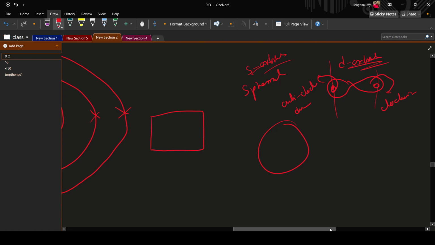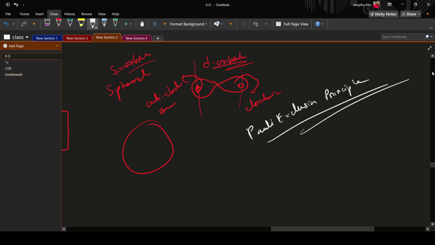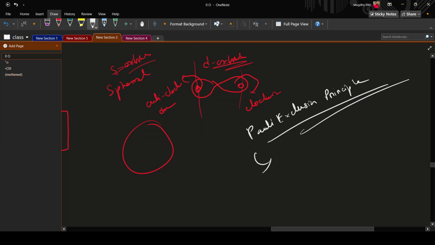There was a rule. Do you remember the Pauli exclusion principle rule? What does it signify? Rakshit, do you know what the Pauli exclusion principle is? There were two rules, Hund's rule and the Pauli exclusion principle. You don't know the Pauli exclusion? Oh no. It was there in the AS book, if I remember.